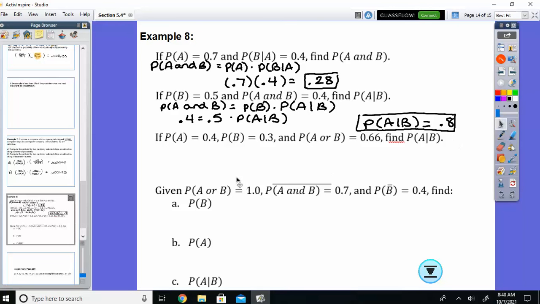The next one. I gave us a lot of information here. A, B, A or B, and I'm asking for A given B. The only way to find A given B is that formula we just used. Probability of A and B equals, since I want A given B, the probability of B times the probability of A given B. But do I know the probability of A and B? No. How can I get it?